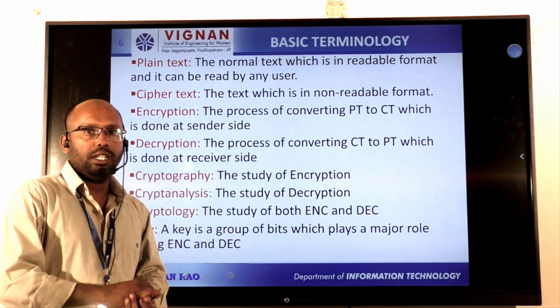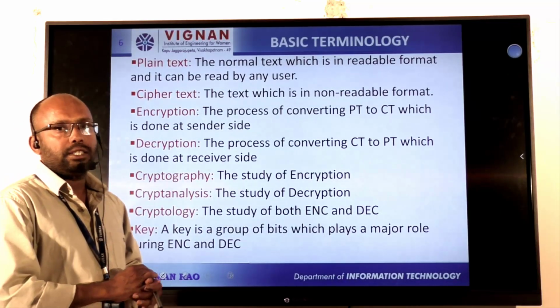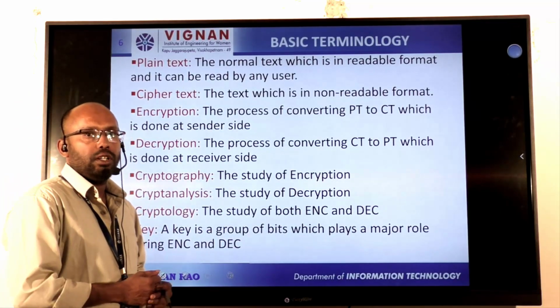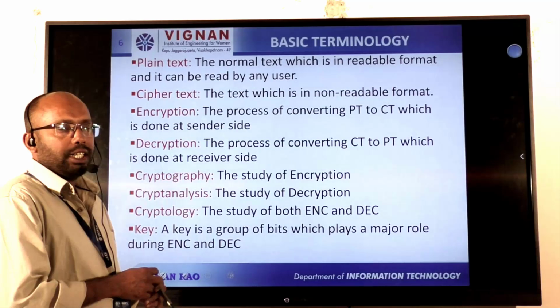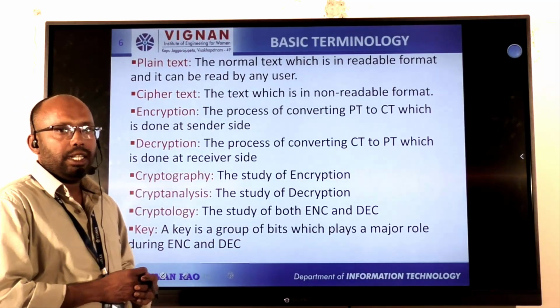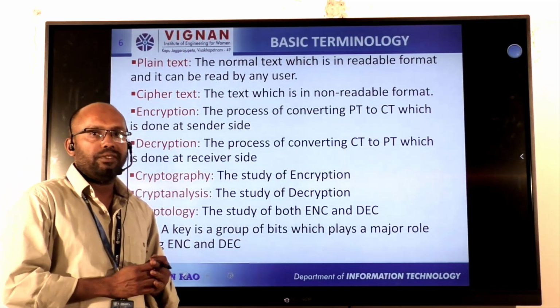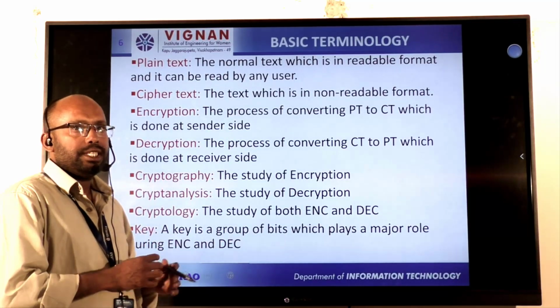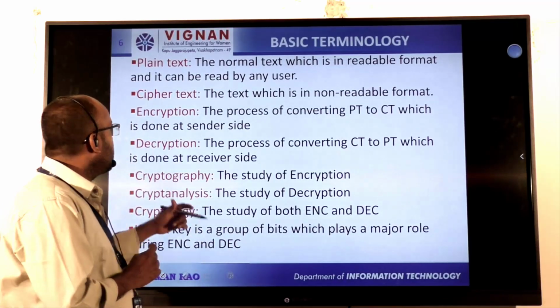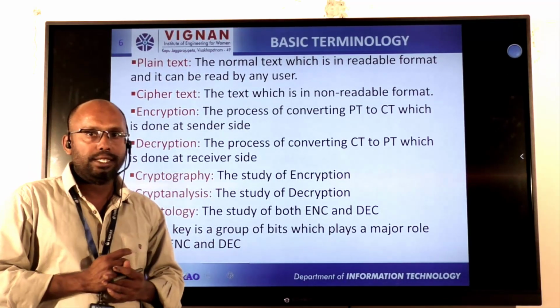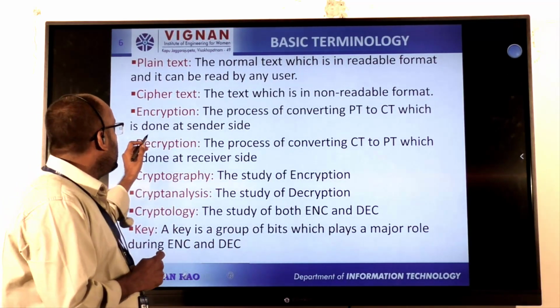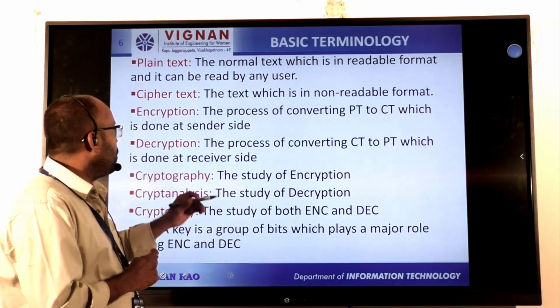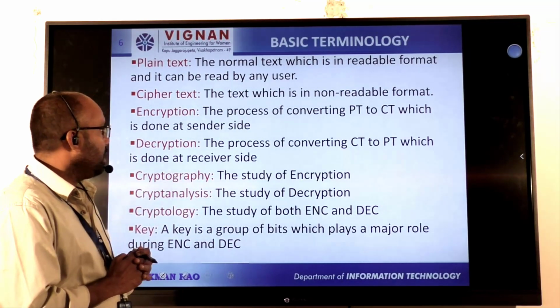Coming to encryption, what is encryption? It is nothing but the process of converting the plain text into the ciphertext. And decryption is the process of converting the ciphertext into the plain text, which is done at the receiver side. The encryption process is done at the sender side, and the decryption process is done at the receiver side.